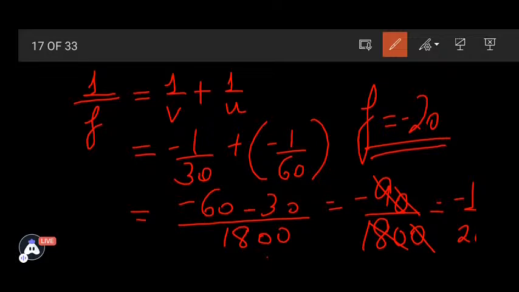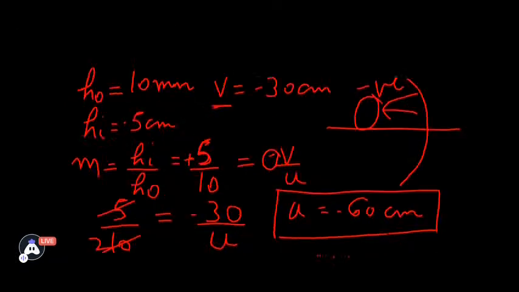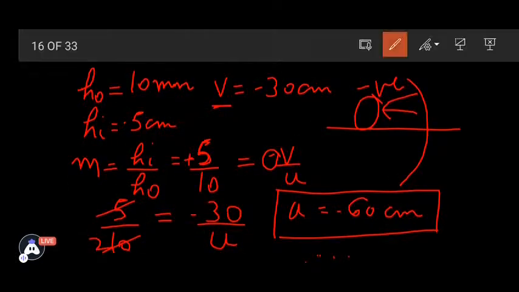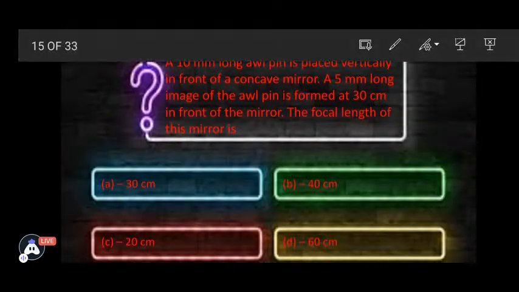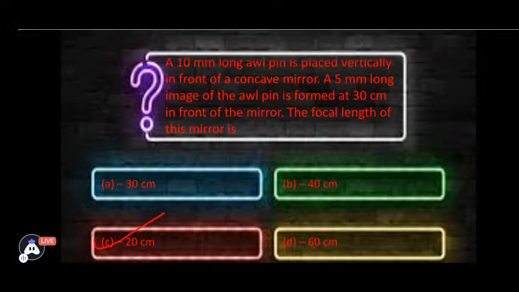I hope this question is clear to all of you, how we need to solve. What is the mirror formula? What are the formulas of magnification? The very first formula is magnification is equal to height of image upon height of object, and the second formula is minus v upon u. We equate both of them, we get u, and then we put it in the mirror formula. So the correct answer out of the 4 turned out to be option C, that is minus 20 centimeter. Great. Moving ahead to the next one.